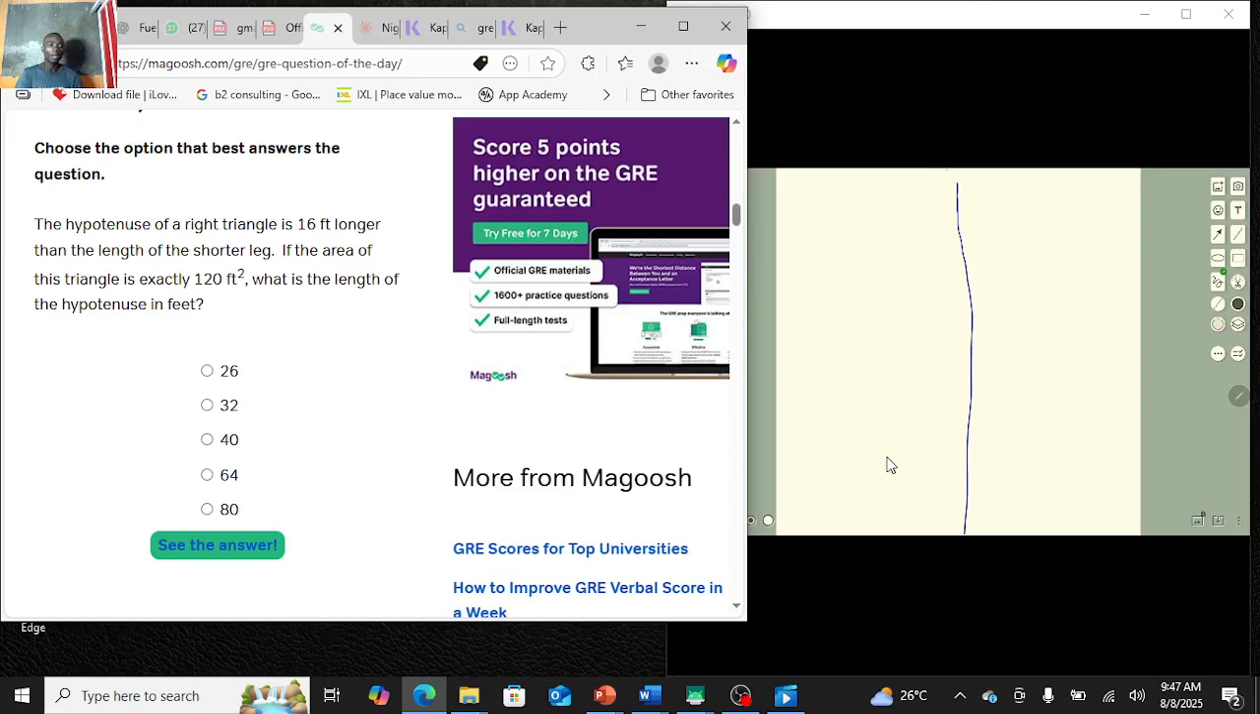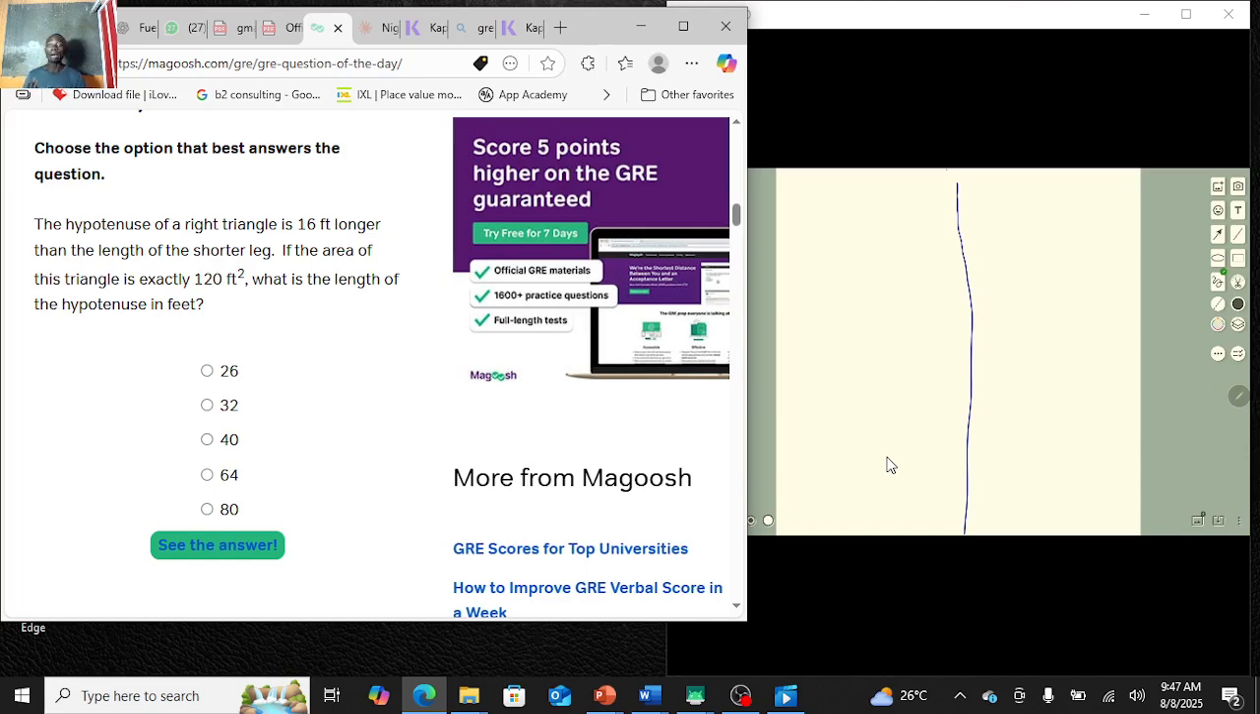My name is Leo, and so today the question is: the hypotenuse of a triangle is 16 feet longer than the length of the shorter leg. If the area of this triangle is exactly 120 feet, what is the length of the hypotenuse in feet?